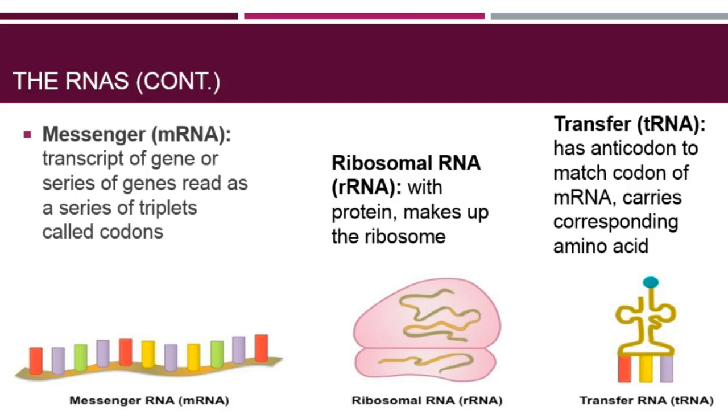We also have ribosomal RNA, or rRNA, and this is the molecule along with some proteins that forms ribosomes. And then finally we have transfer RNAs, or tRNAs, and these are the molecules that contain the anticodon. The anticodon is the match or the complementary bases of the codon for the messenger RNA. And transfer RNA is going to carry the corresponding amino acid for the codon in the messenger RNA sequence so that we can build a polypeptide chain or a protein.